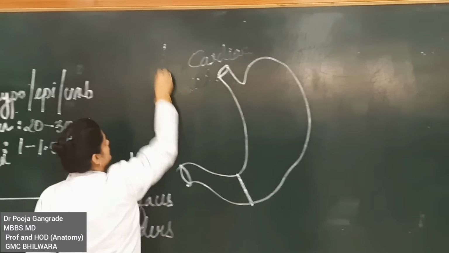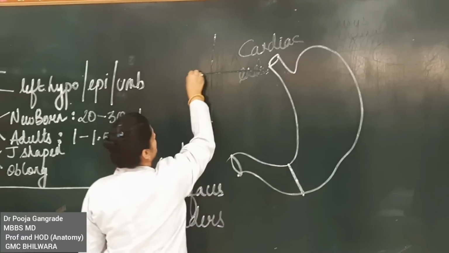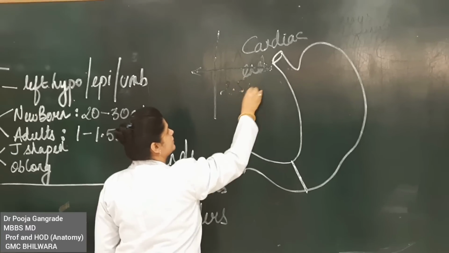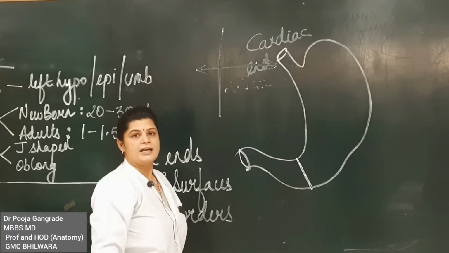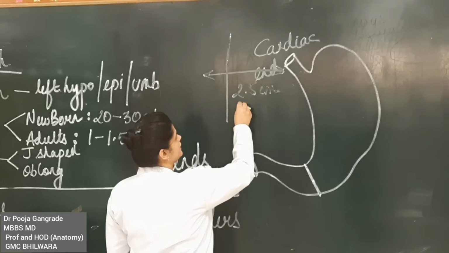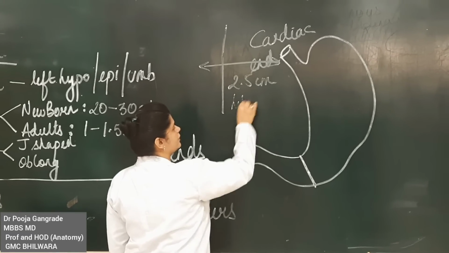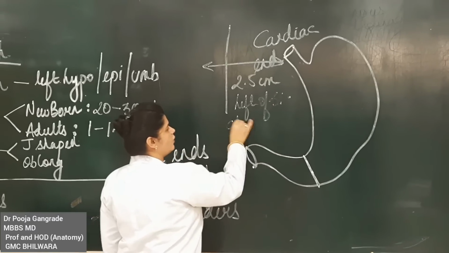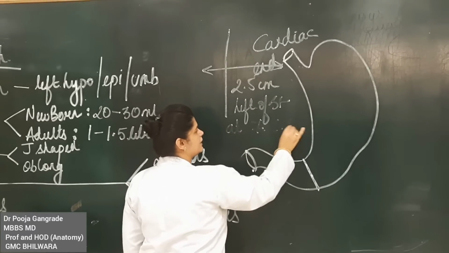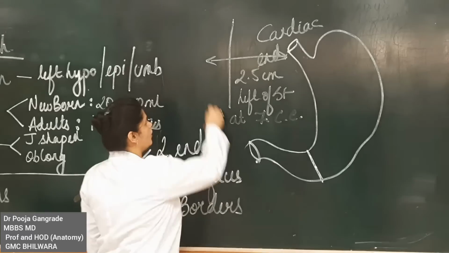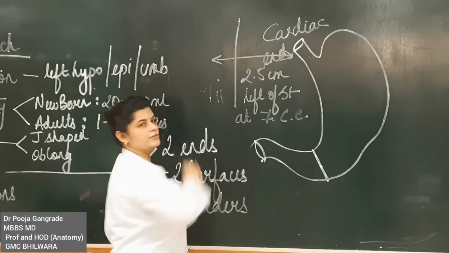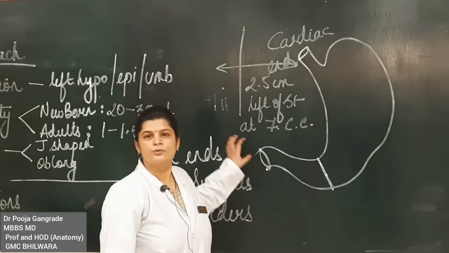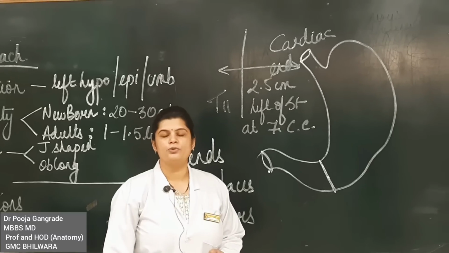It lies around 2.5 centimeters to the left of the sternum, at the level of 7th costal cartilage or the level of T11. Please note this. These can come as MCQ questions.